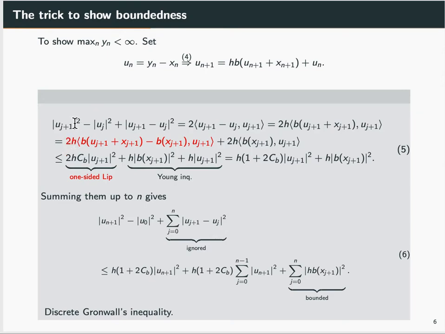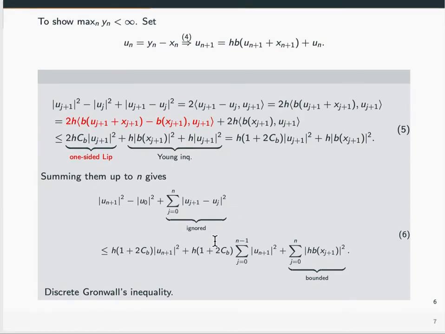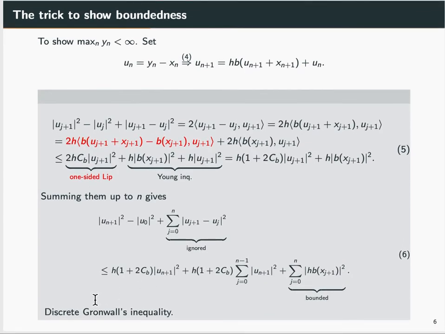To achieve this, we estimate some quadratic quantity of u_j. This quantity has very nice properties such that it can be written in terms of the inner product of u_j and u_{j+1}. Then we can make use of the one-sided Lipschitz condition to get the upper bound of equation 5. Then we sum both sides up to n to get equation 6. You can see on the right-hand side we have some cancellation and some positive sum that can be ignored. Afterwards, we can apply the discrete Gronwall inequality to show the boundedness of u_n.